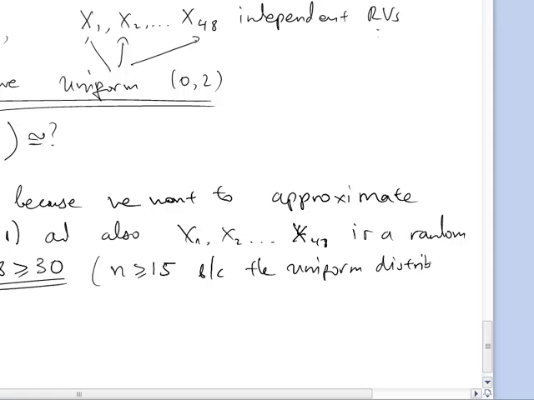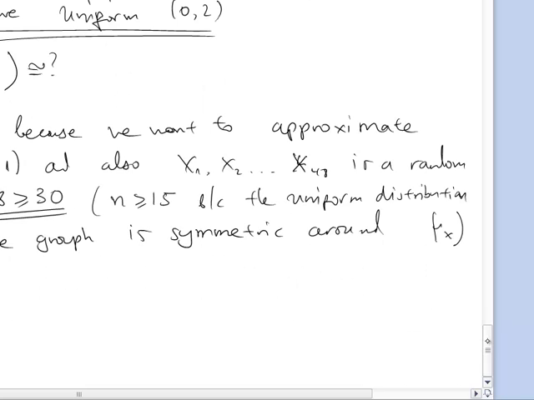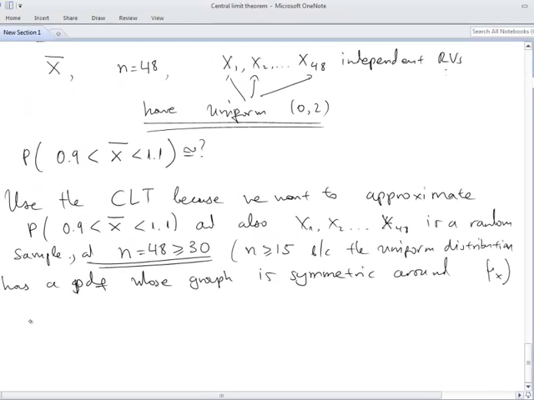because the uniform distribution is not skewed, which means it's symmetric, has a PDF whose graph is symmetric around the center of symmetry, which is placed at the mean. What is the mean of the uniform distribution? Well, you can easily calculate that.